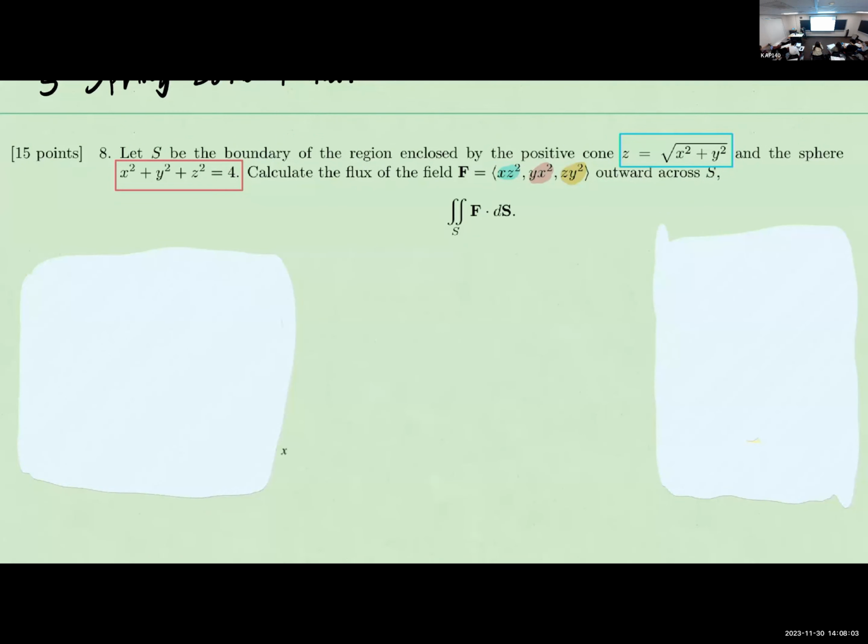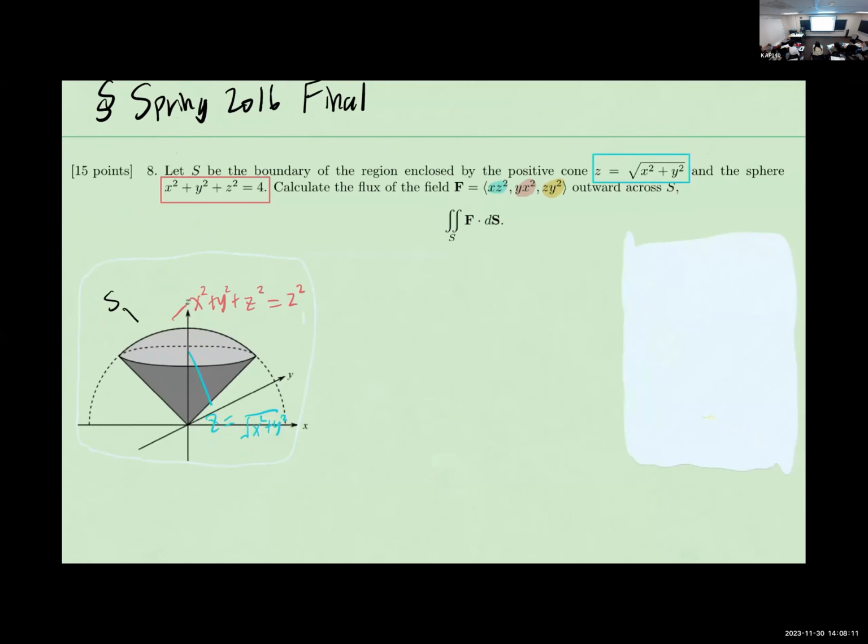And the second surface is a sphere, right? So here's the graph of the surface. As you can see, this is a half cone, and this is the top part of the sphere. That's it. You have questions?